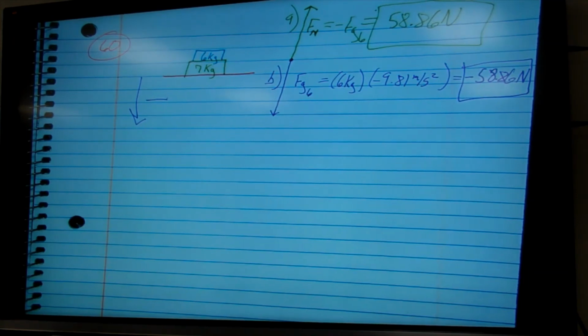Why wouldn't you do that one, like you did the 6 kilograms times the negative 9.81? You can, but in that case, you have to know that they're opposing. All you do is flip the sign. There's not really an acceleration of gravity to calculate with that.